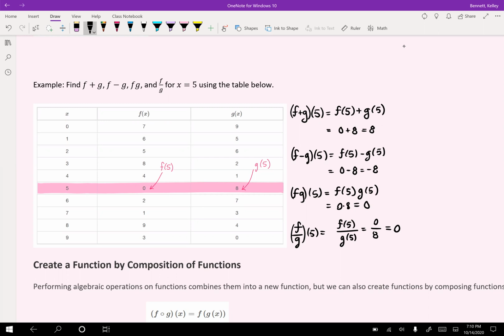So I'm going to end this video here. Next, we're going to move on to function composition. So I'll see you soon for that video.